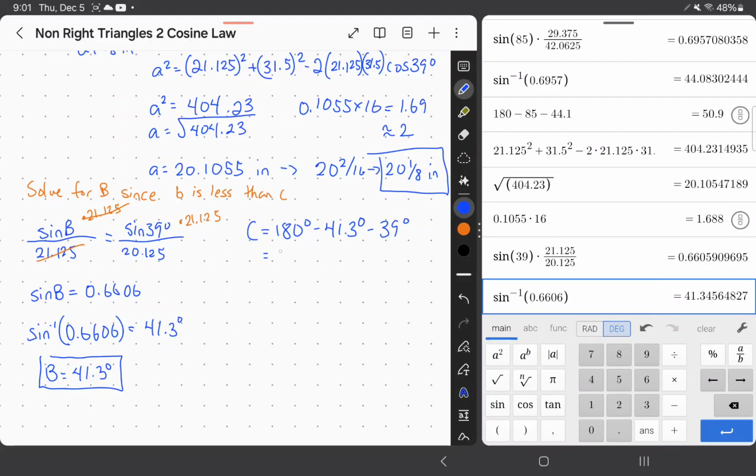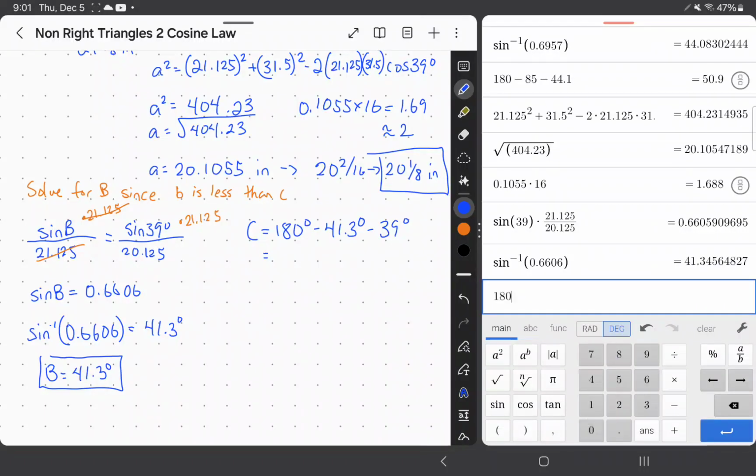So C is going to be equal to, let's just put this in the calculator. Press enter on the last line: 180 minus 41.3 minus 39, 99.7. So we would have gotten an error if we had solved for angle C first with the sine law. So C is equal to 99.7.